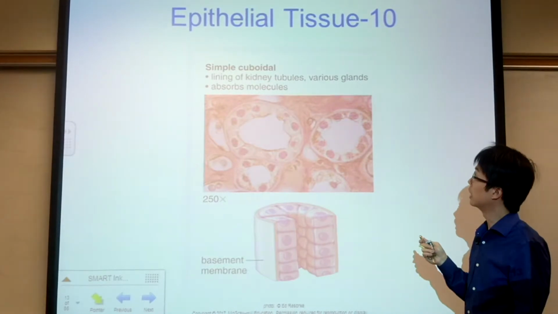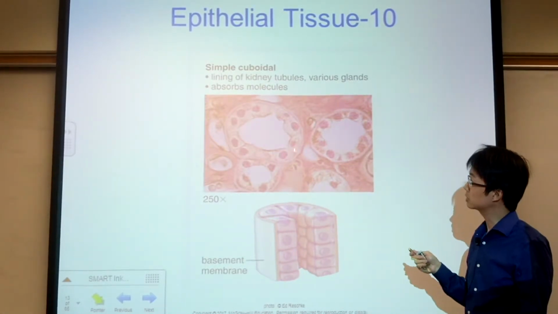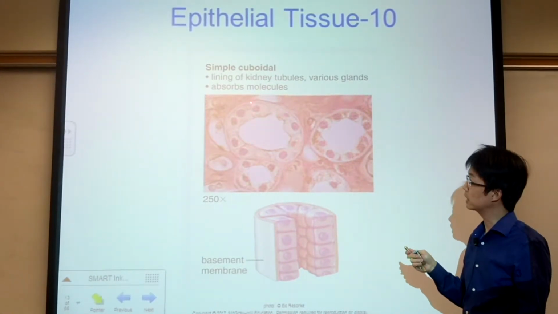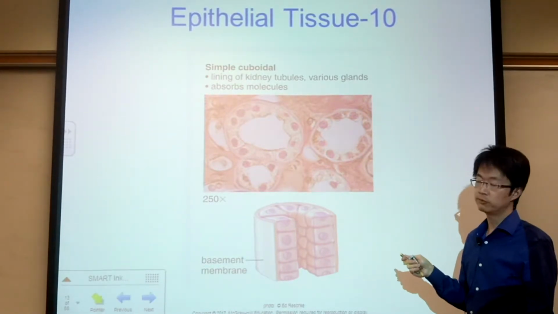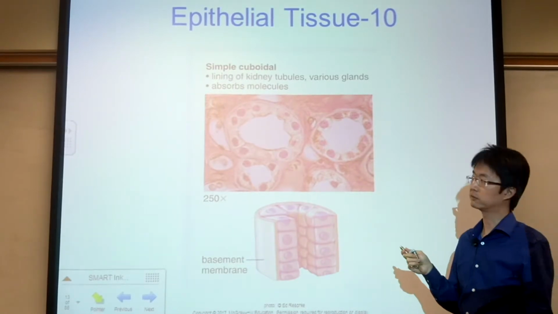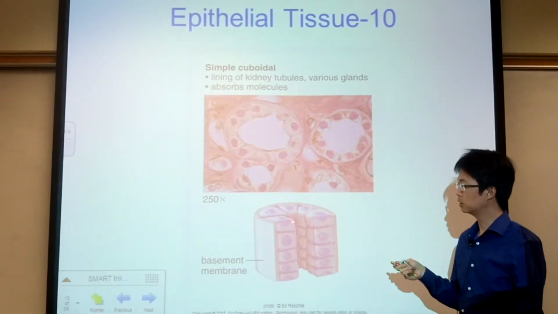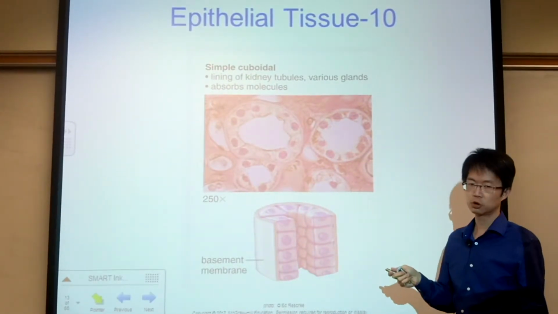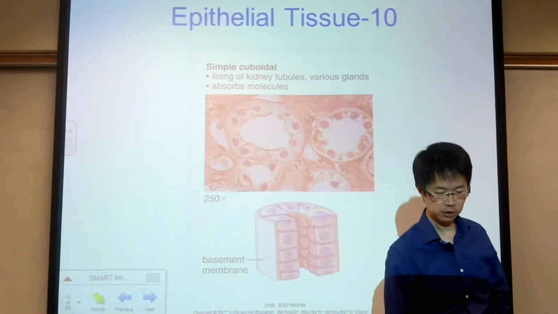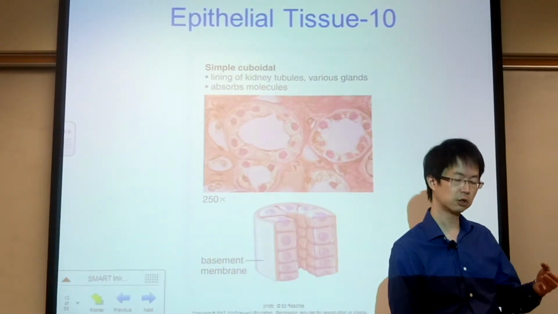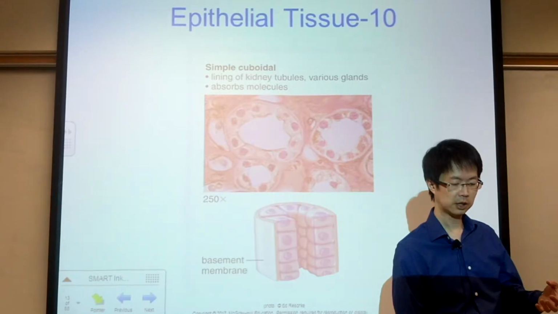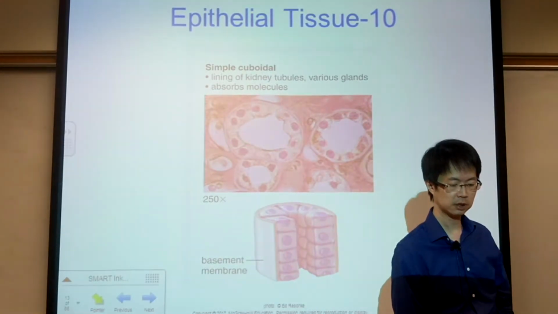fluid. And because they are one layer, they will allow the movement of substances going in and out of the tube. So cuboidal cells always form a tube. Simple cuboidal form a small tube. Stratified cuboidal make a larger tube in a gland.